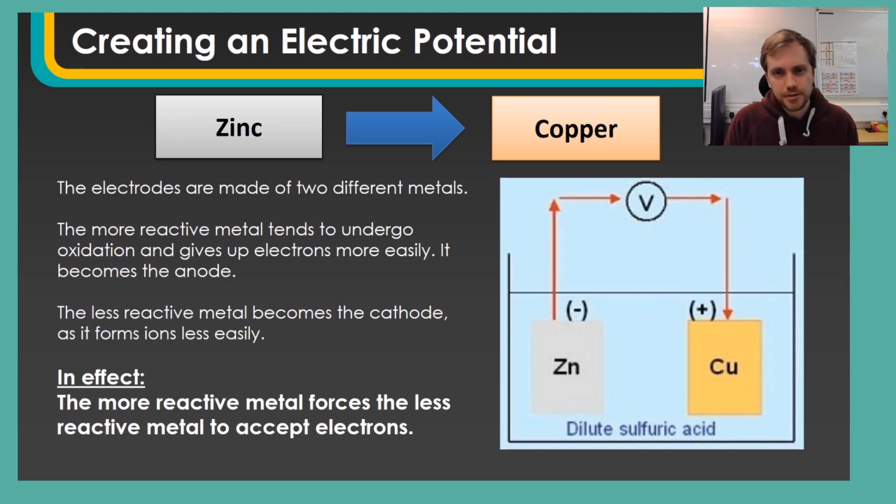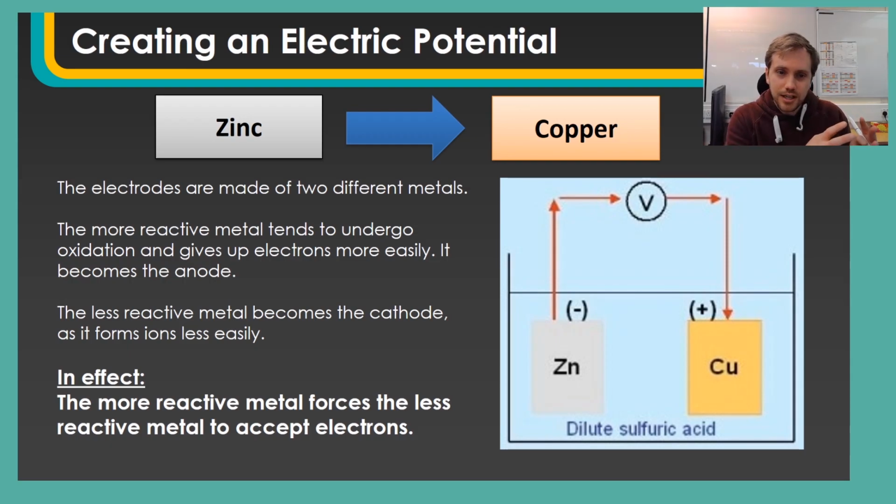So the next thing we're going to do is think about, well, how on earth does this work? How can we create a voltage from just 2 bits of metal and some salty water? And we're going to use a different example. We're going to use zinc and copper, the one that we've just been talking about. Because the electrodes are made of 2 different metals and there's a difference in reactivity between those 2 different metals, we're able to make electrons move through a circuit.